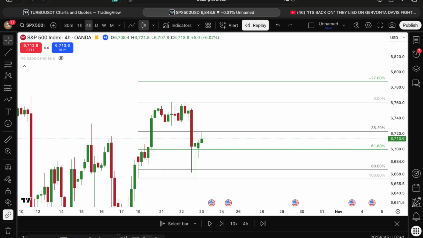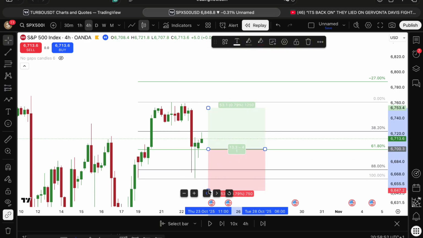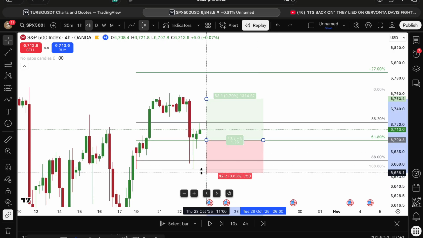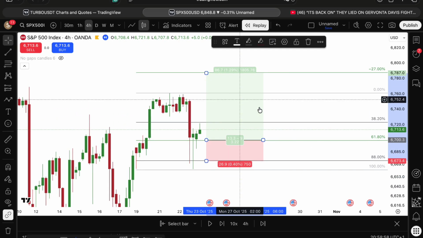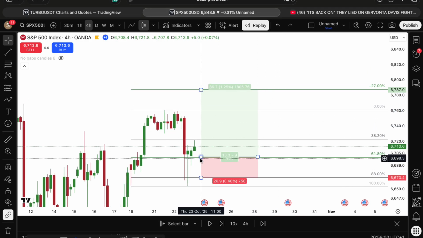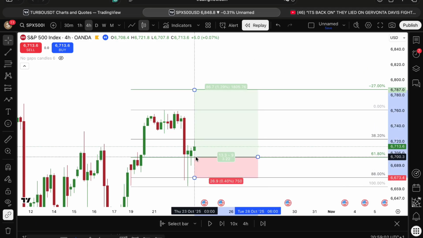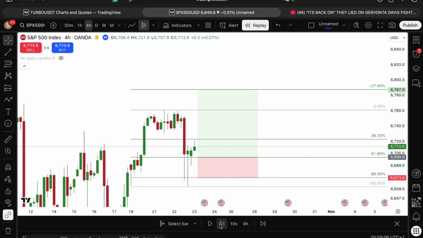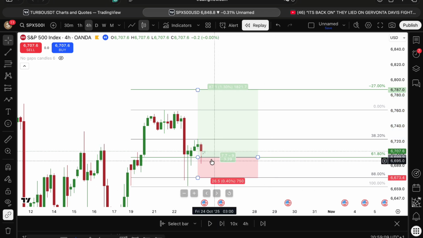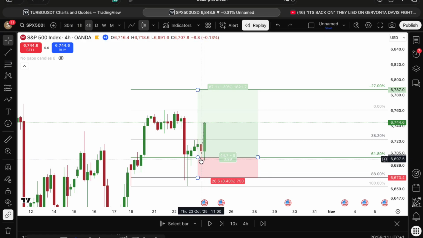So this is the start of the new London session. That means I can place my order on the 61 level. Stop loss goes on the 88 and our take profit always goes on the negative 27. Right now, I am just waiting until I get tapped inside of this trade. You can see we have entered this trade right here.